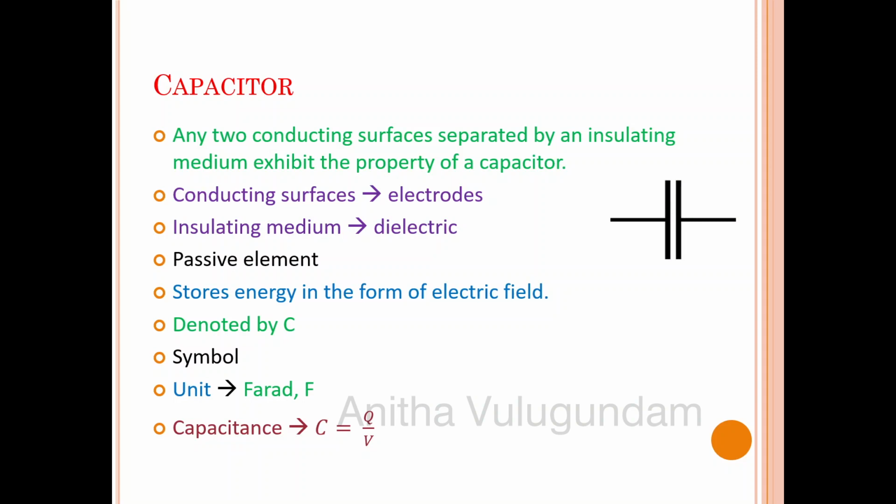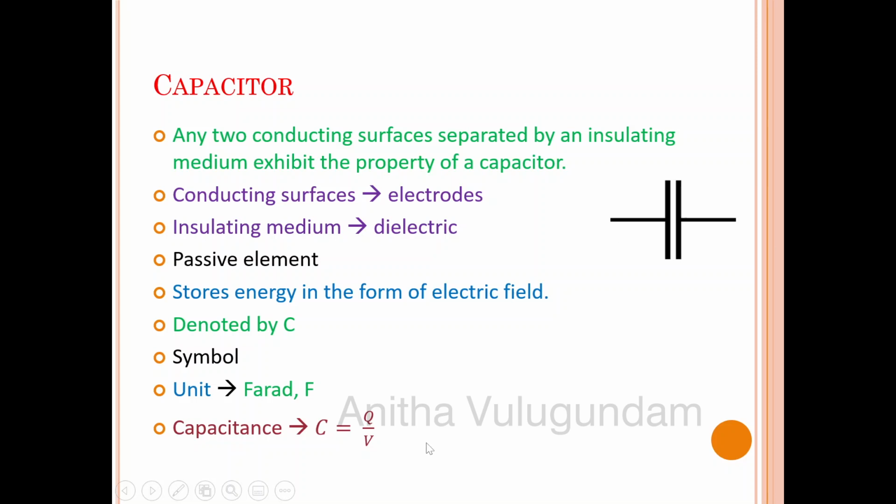Capacitor. Any two conducting surfaces separated by an insulating medium exhibit the property of a capacitor. Electrodes are conducting surfaces and insulating medium is dielectric. Capacitor is also a passive element. It stores energy in the form of electric field. It is denoted by C. This is the symbol we use to represent the capacitor. Unit of capacitance is farad.